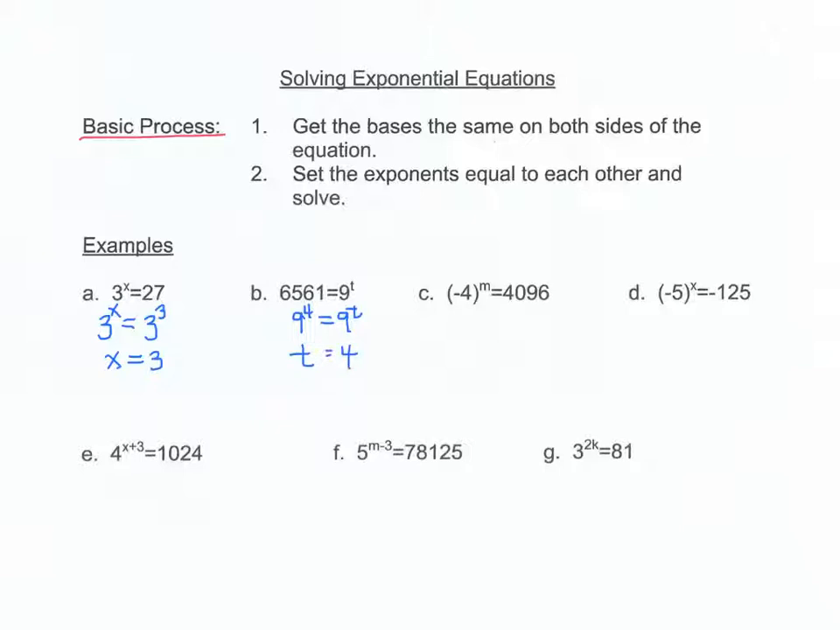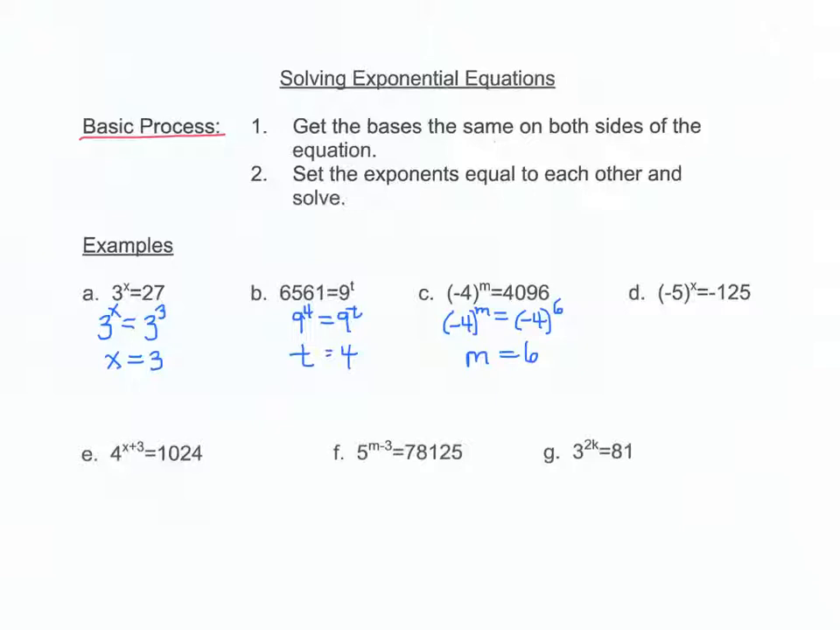In the next one, the base is negative 4. So I'm going to have to use the same base on the right-hand side of the equal sign. Now, 4,096 can be written as negative 4 to the exponent 6. Again, using a calculator to find that value, just repeatedly multiplying negative 4 times negative 4 until we get 4,096. So it would take 6 times, so m is equal to 6.